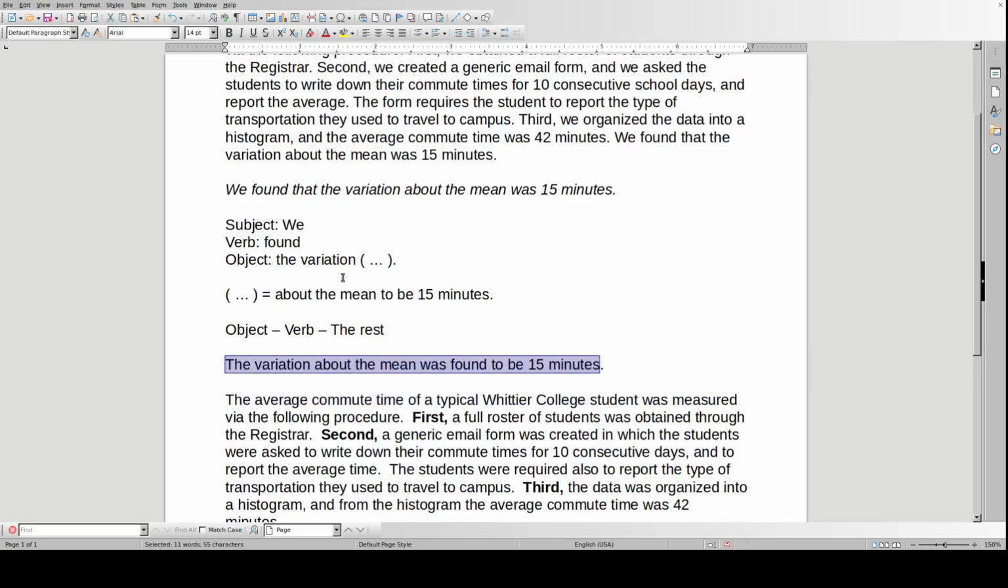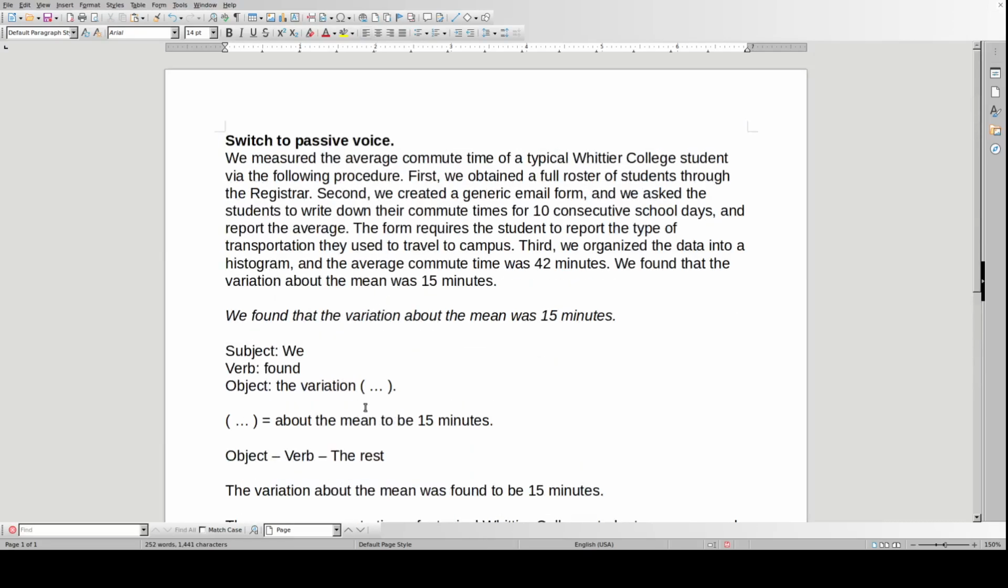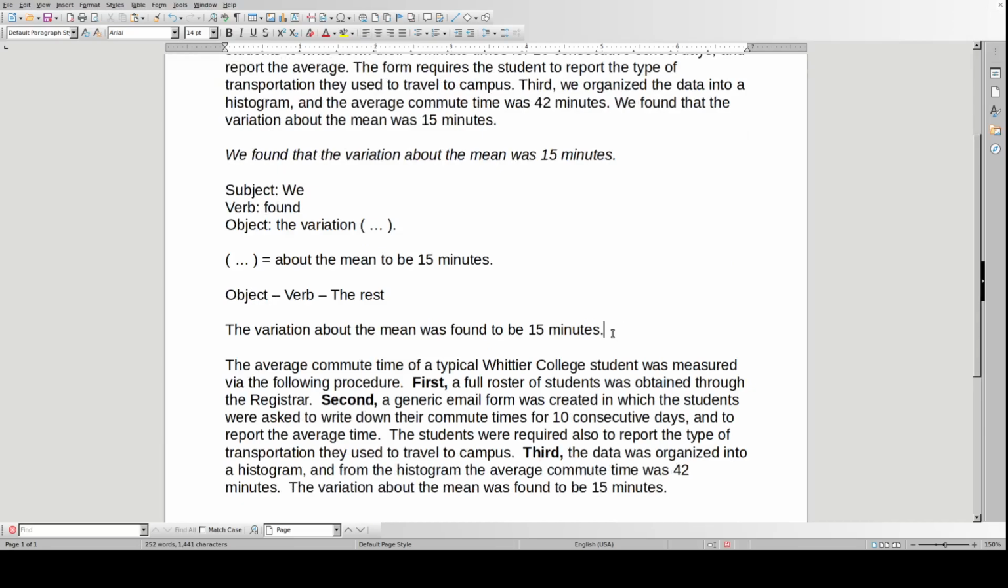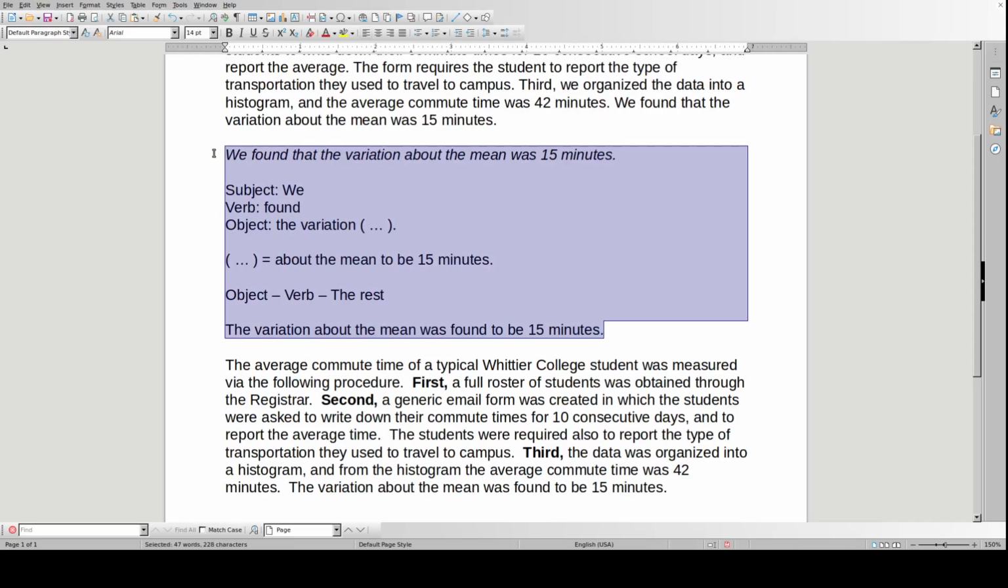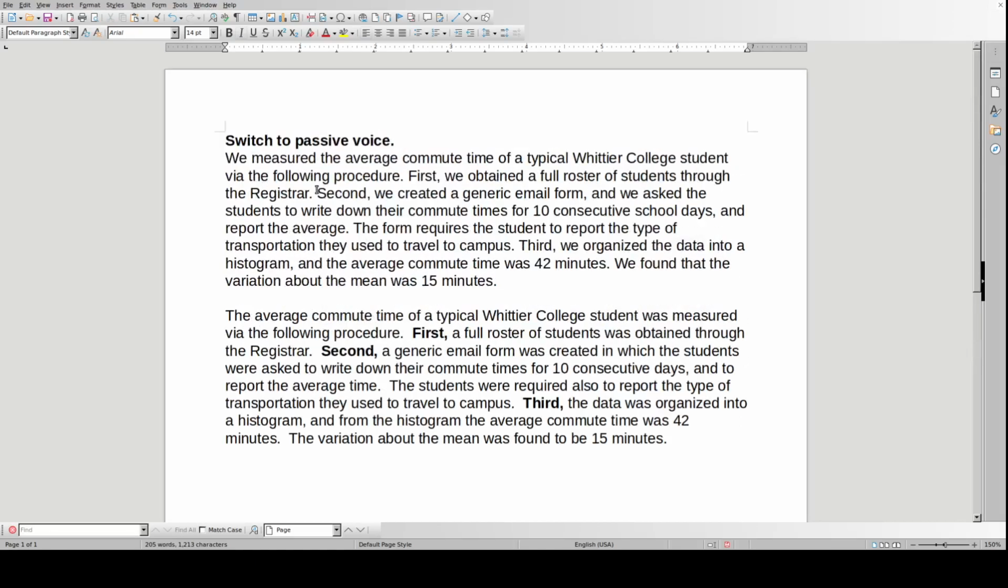We had to modify the parenthetical part of it to go nearer to the former object, now the subject, just so that it makes sense: the variation about the mean. If you separate about the mean from variation, it starts to make less sense because they don't know what's varying. So now we finally arrive at our result. I'm going to delete the matter in between here and just focus on the comparison of these two paragraphs.